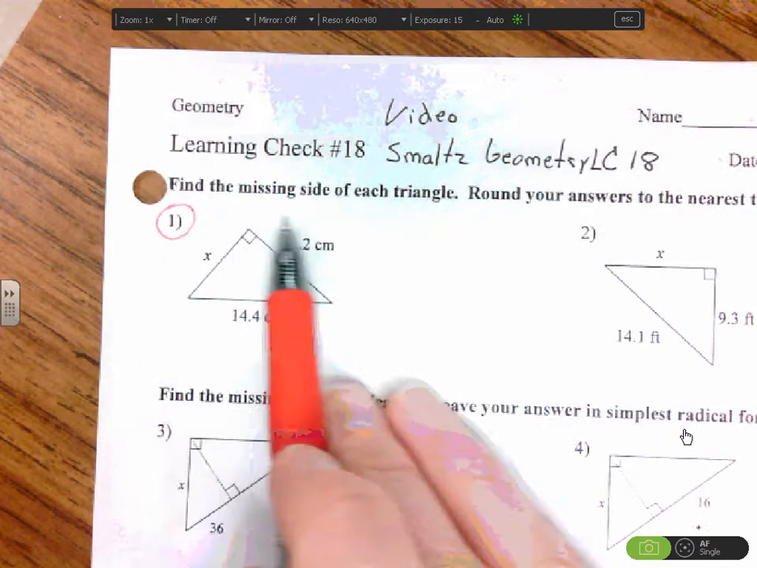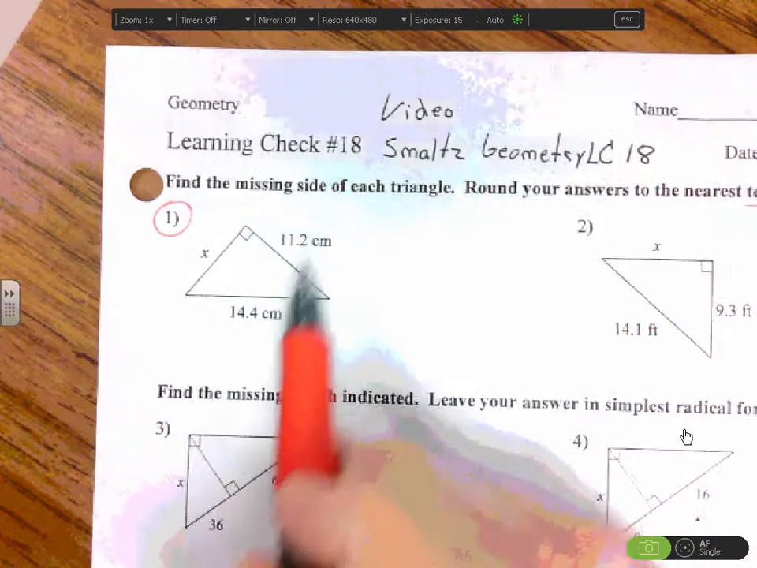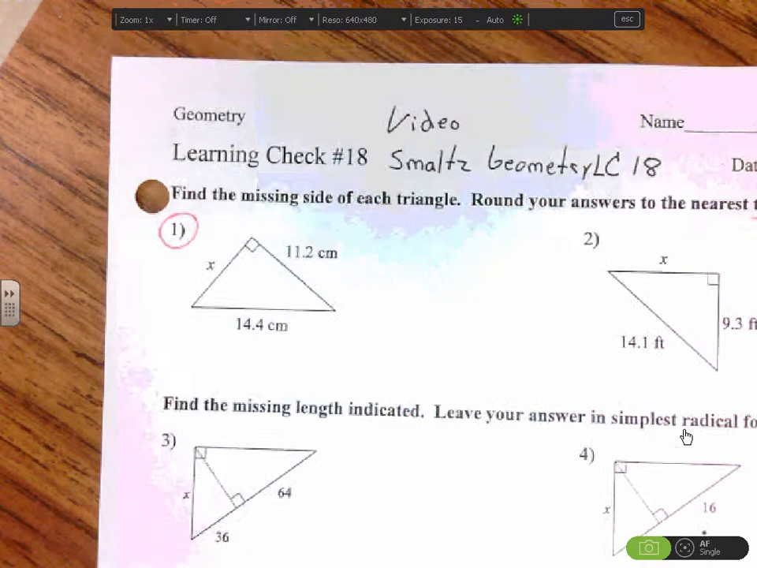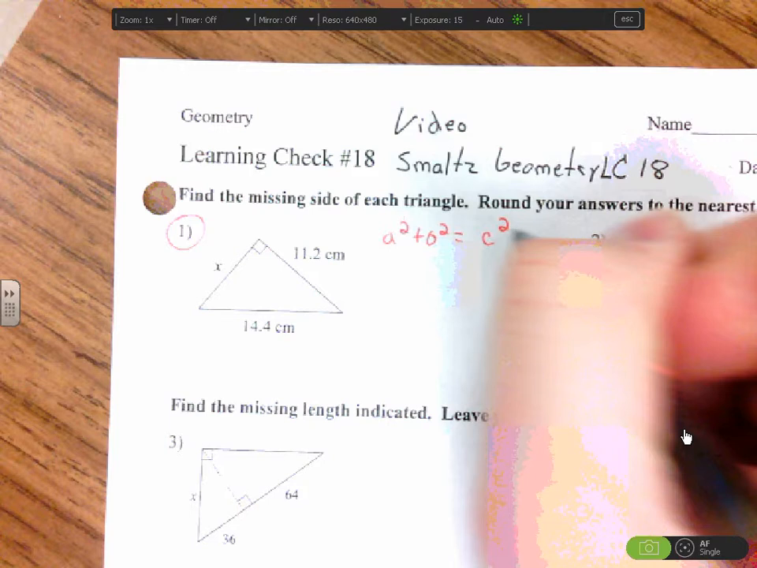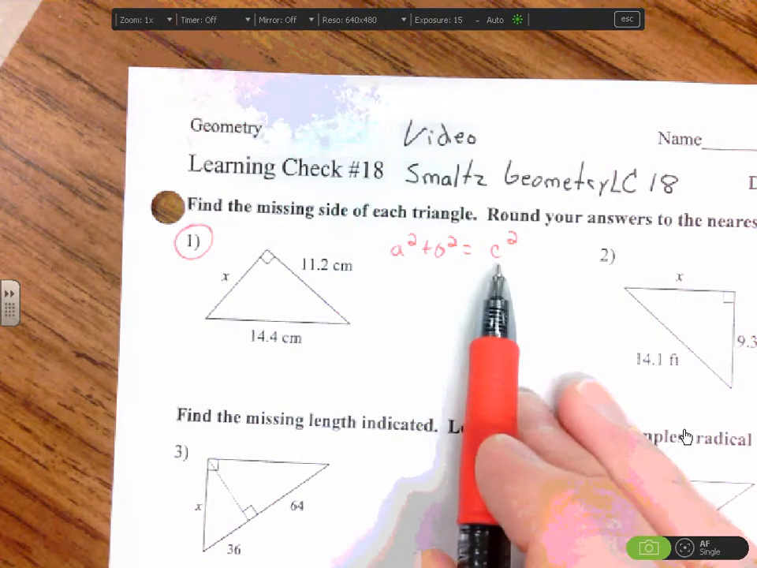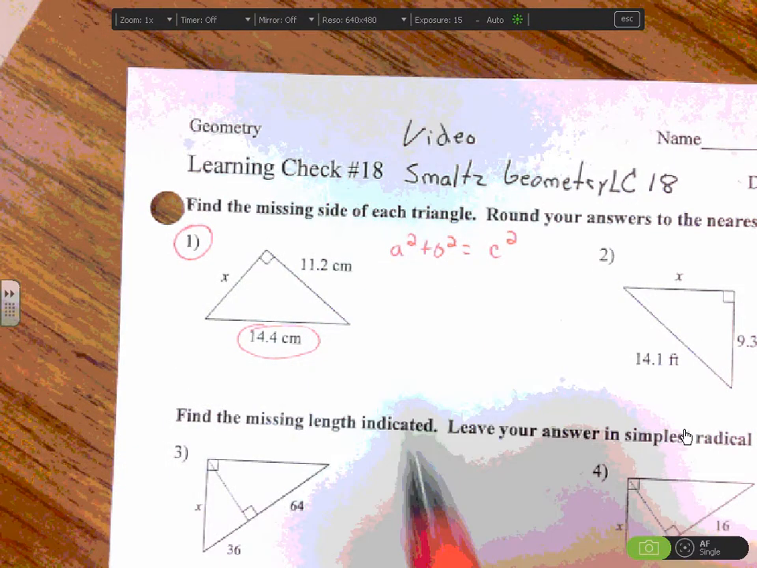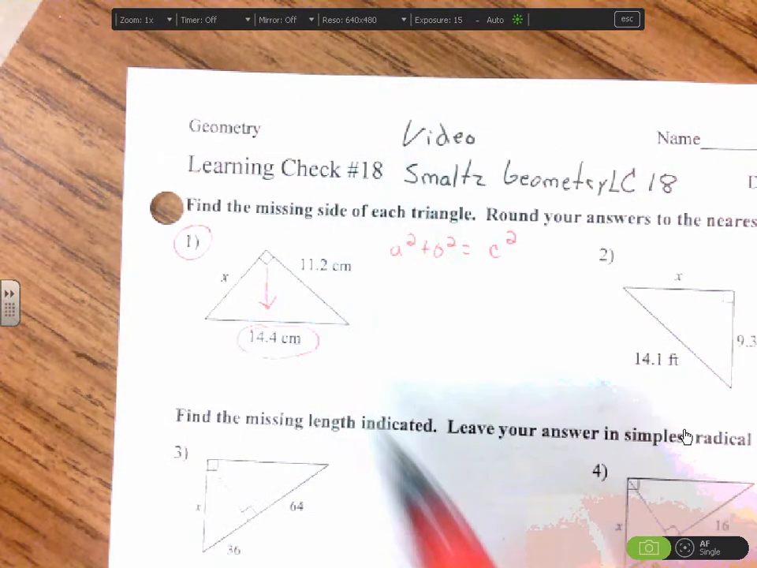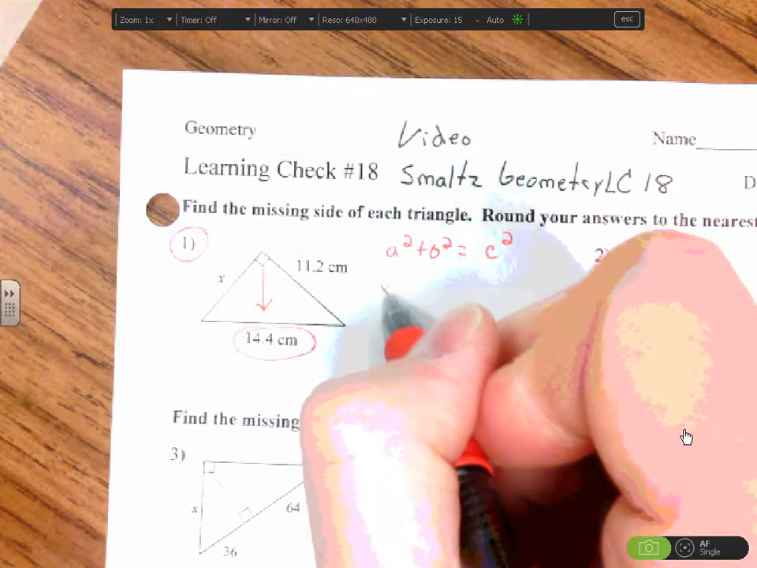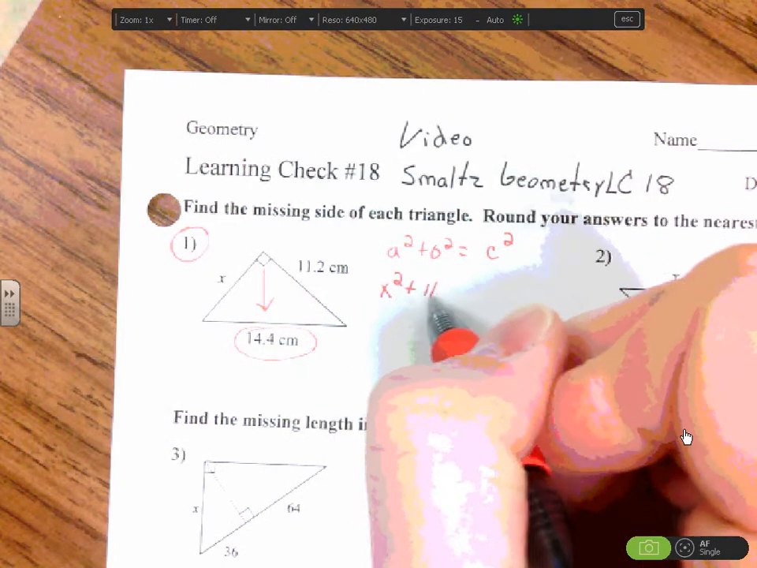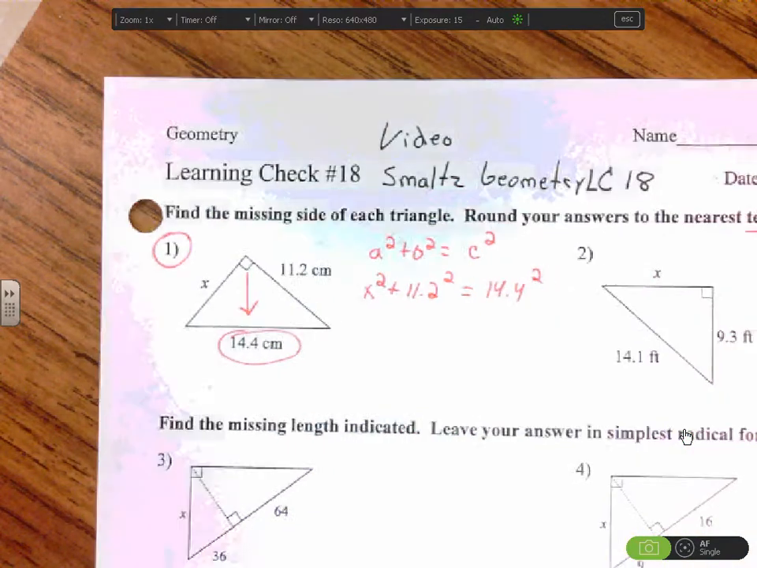This says, find the missing side of each triangle, rounding your answer to the nearest tenth if necessary. This problem is the Pythagorean theorem, which is a squared plus b squared equals c squared. And remember, the c squared is your longest side. In this case, it's the 14.4. Remember, it's always opposite the right angle. So my formula would be x squared plus 11.2 squared equals the longest side, 14.4 squared.